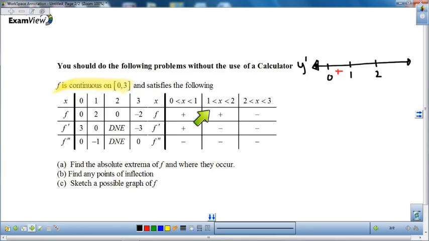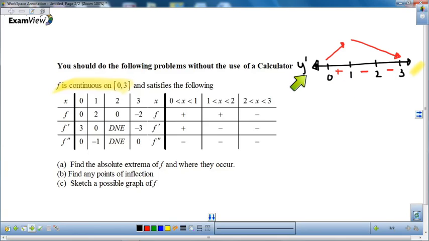The second interval is from 1 to 2. My derivative is negative. And then the last interval, from 2 to 3, my derivative is negative. The reason I write that is because now it's easier to see, than all this data coming at you, that from 0 to 1 my graph is increasing, and from 1 to 3 my graph is decreasing. So now I'm able to see more or less that 1 is going to be a local max.